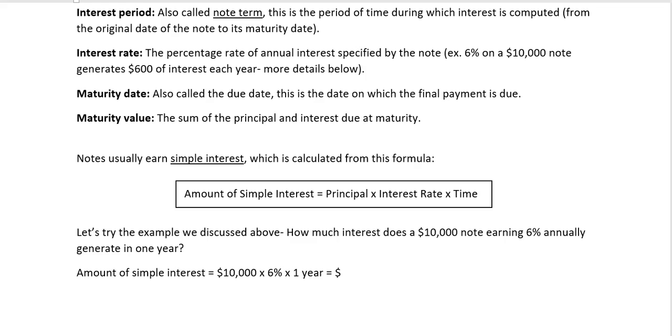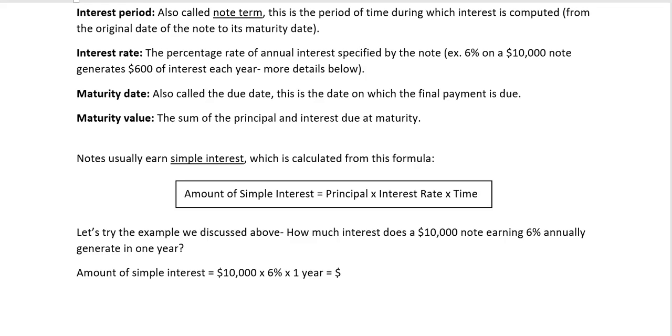So for example, it could be a 6% rate on a $10,000 note, which will generate $600 of interest per year. Now, the important thing to remember is that the interest rate is usually specified in annual terms. So even if you own the note for less than a year or more than a year, you apply that rate as if it's an annual rate. So if it's less than a year, you don't pay the full amount that you get in a year. Maturity date, also called the due date. This is the date on which the final payment is due. Maturity value, the sum of the principal and interest due at maturity.